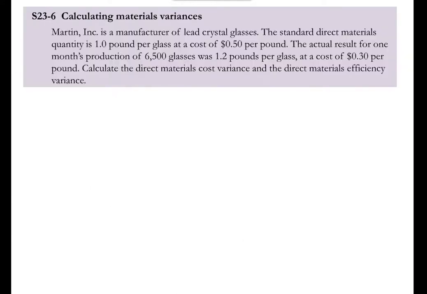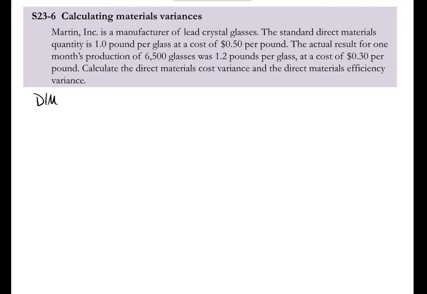Martin Inc. manufactures lead crystal glasses. The standard direct material quantity is 1 pound per glass and 50 cents per pound. The actual result for 1 month's production of 6,500 glasses was 1.2 pounds per glass and 30 cents per pound. Calculate the direct material cost variance and the direct material efficiency variance.